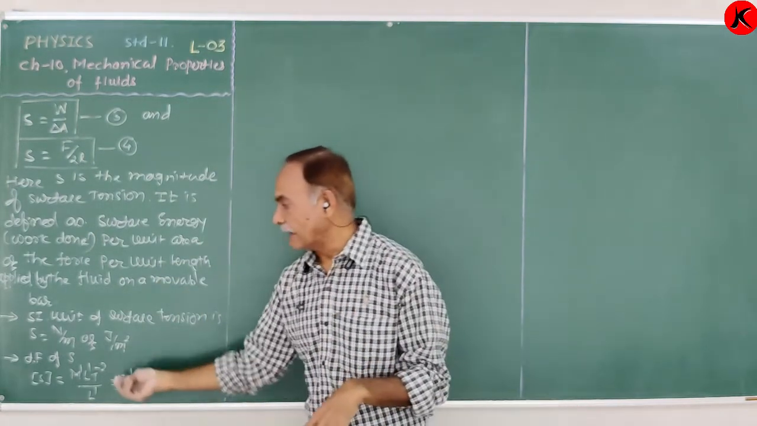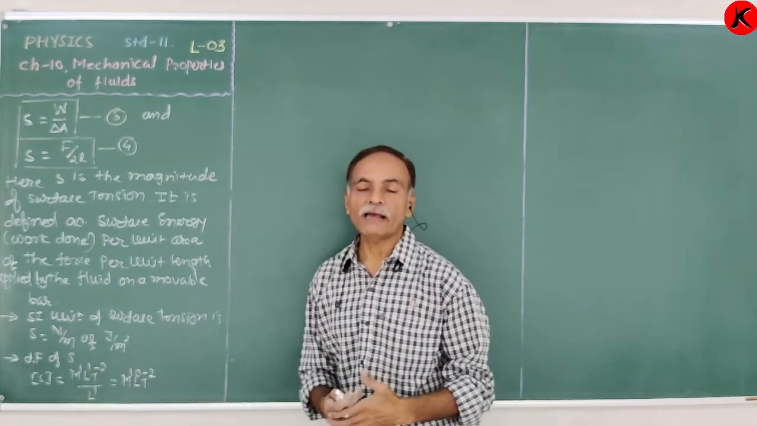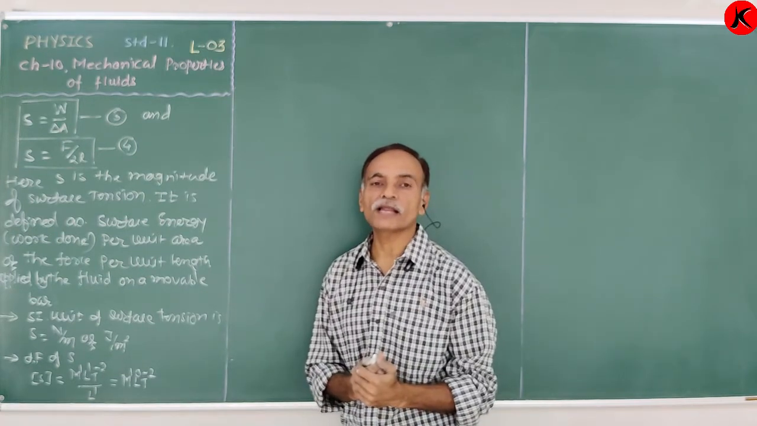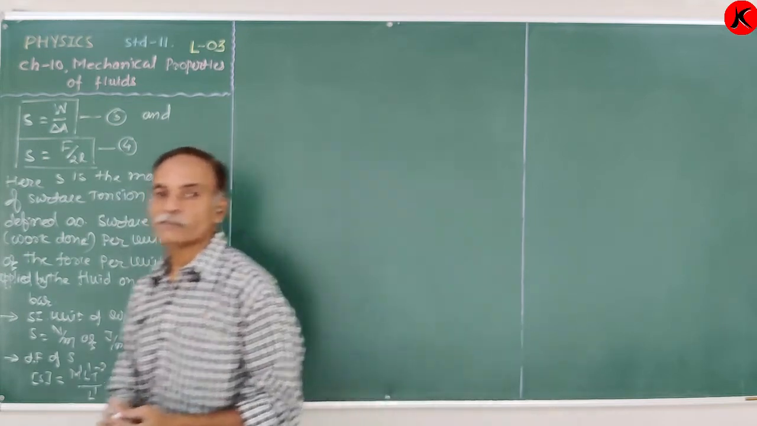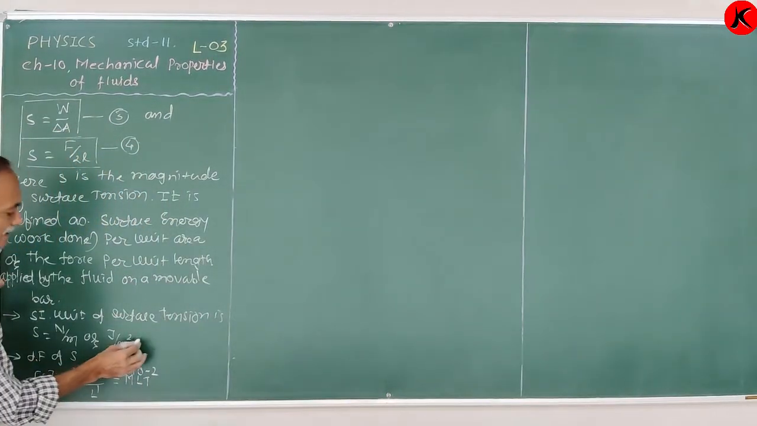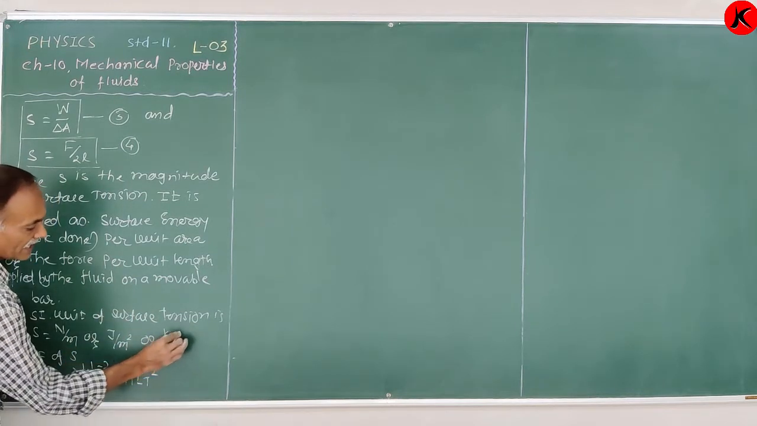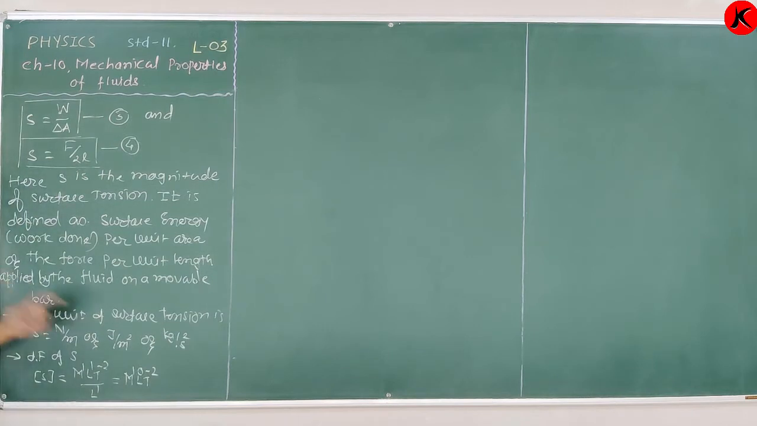And therefore the dimensional formula of surface tension S is equal to the dimensional formula of force, M1 L1 T minus 2 upon L1. Therefore M1 L0 T minus 2, and from this we can add another SI unit of surface tension, which is kg per second square, from the dimensional formula. Clear it? Okay.